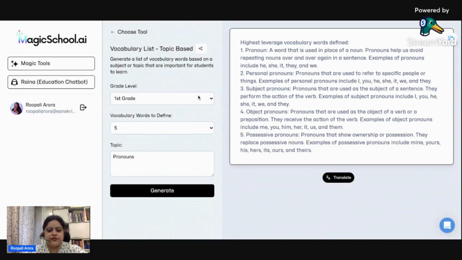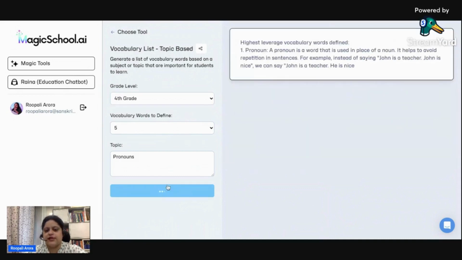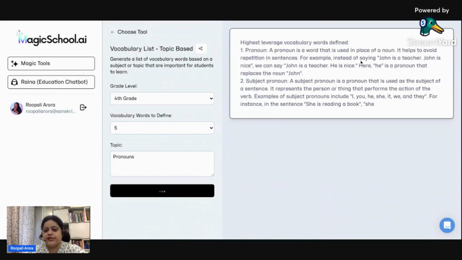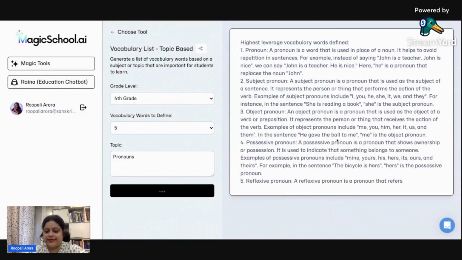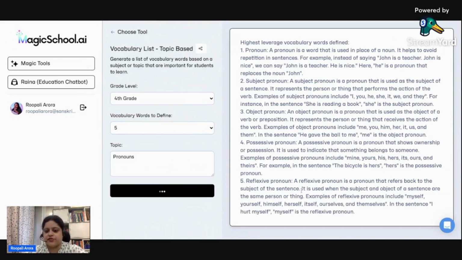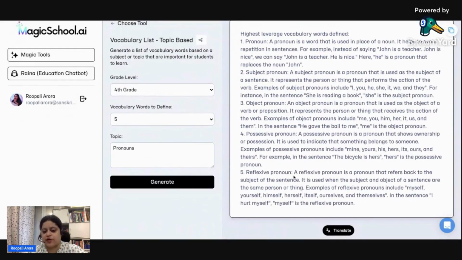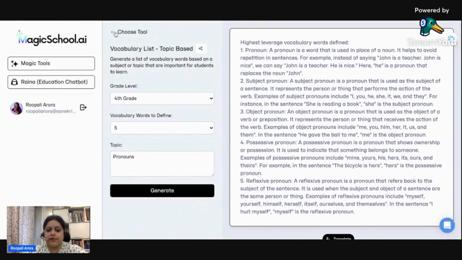If we feel that we want to raise it to grade 4 level, then we can again click generate, and then we will find that it's even more elaborate with different kinds of examples which are added to understand these different kinds of pronouns. So even the reflexive pronoun has been added, which is in the 4th grade. So based on that, we can have a vocabulary list.